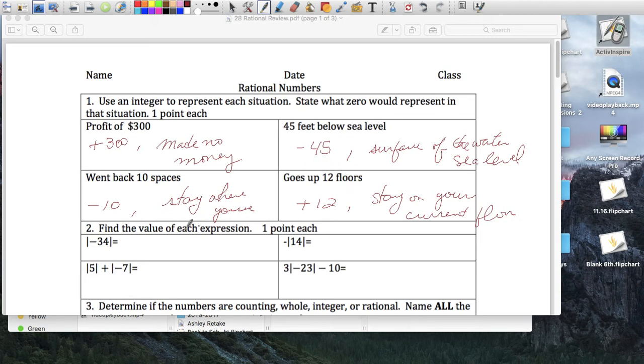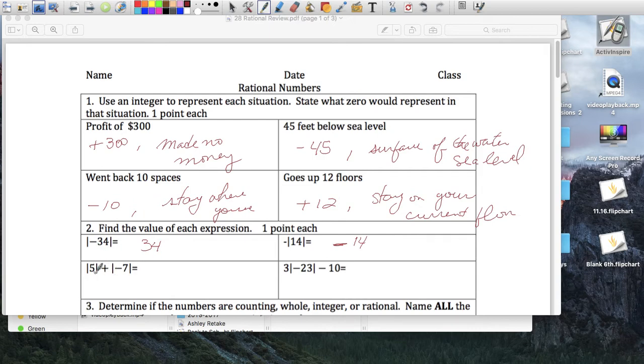Okay, and next one, find the value of each expression. It's absolute values. Let's find the absolute value of negative 34, which is 34 because you're 34 units away from 0. The absolute value of 14, well, there's a minus sign here, which we're not going to get rid of. We're just going to write the minus sign there. And then we're going to take the absolute value of 14, and the absolute value of 14 is 14. So your final answer is minus 14.